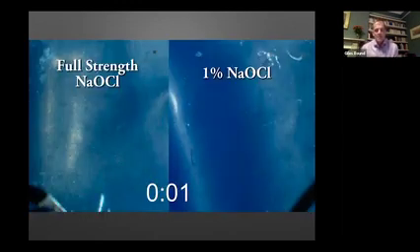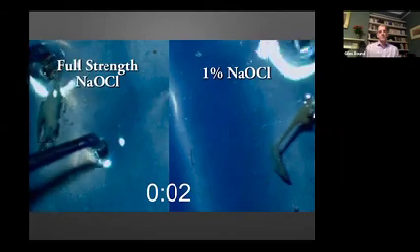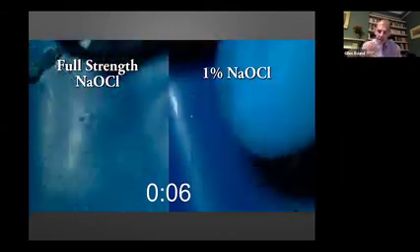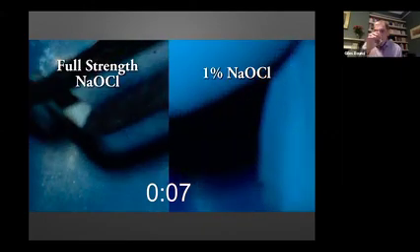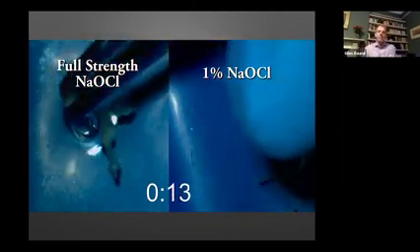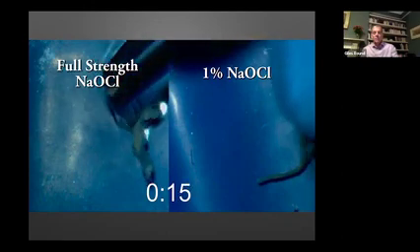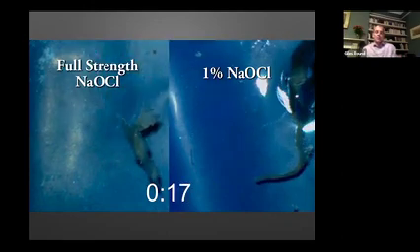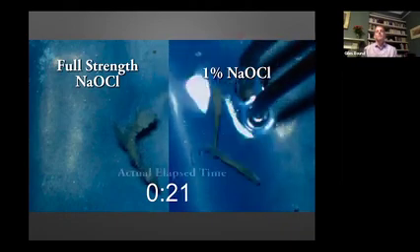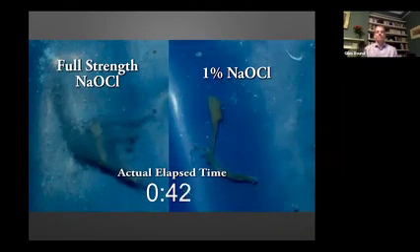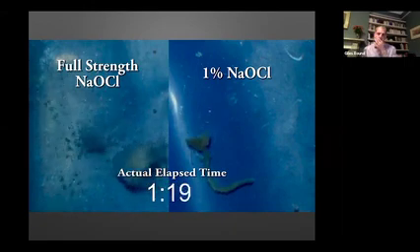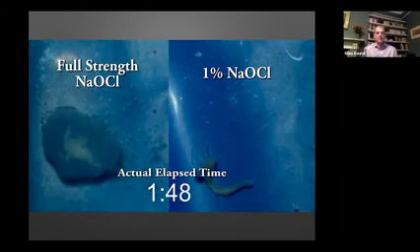Why? Well, if you look at this little video, this explains it. This is a full strength hypochlorite on the left and a 1% on the right. If you watch what happens, then you can decide which one of these you would want your hypochlorite to do. This is pulp tissue. And if you look at the one on the left, that pulp tissue is gone in a few seconds.